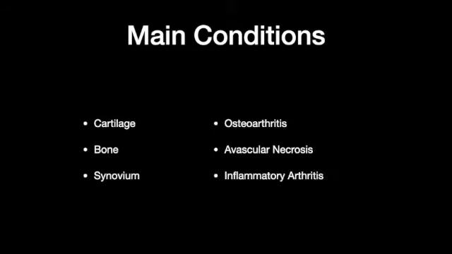Osteoarthritis is a disease of the cartilage, that's the wear and tear. Avascular necrosis is a problem with the vascularity of the bone, which eventually dies, and the joint collapses. And this disease of the synovium is an inflammatory arthritis that comes in 3 stages. Synovitis leads to joint destruction, leads to deformity.